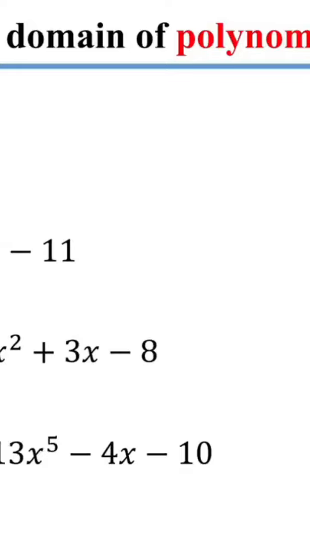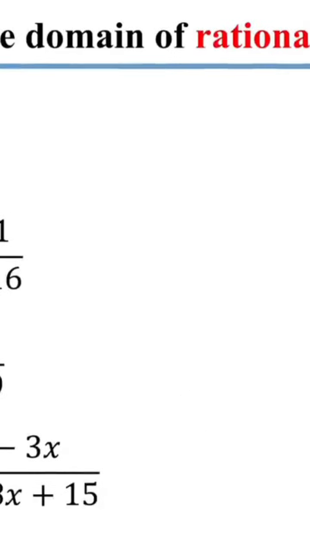Now, let's move on to finding the domain of rational functions. Unlike polynomial functions, rational functions do have a variable in the denominator. Therefore, for a rational function to be defined, the denominator must not equal zero, as division by zero is undefined. To find the domain of a rational function, set the denominator not equal to zero and solve the resulting inequality. The solution to the inequality represents the domain of the function.